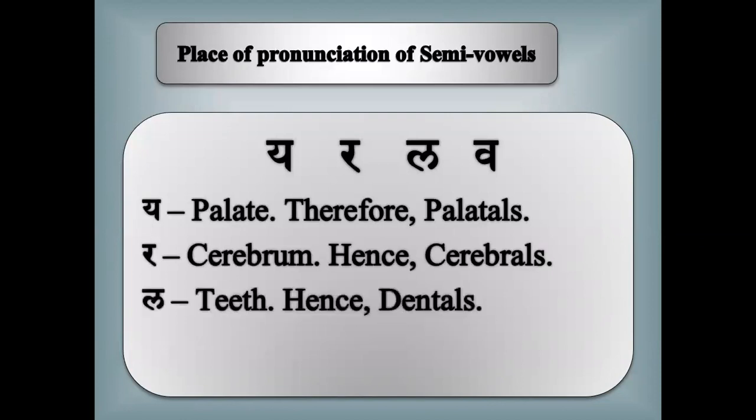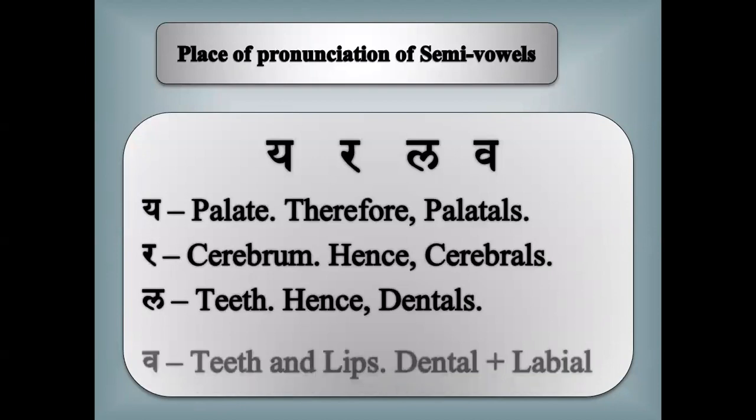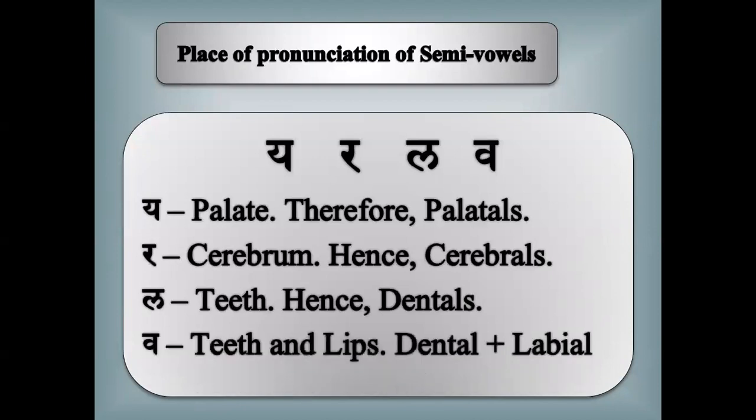The tongue touches just above the upper teeth. La. What about the fourth one? Say va. Labial is correct, but not only labial. Not only lips, another thing is also involved. Teeth also. You can see that when you say va, the teeth also touch the lips, right? Therefore, teeth and lips. It is dental plus labial.